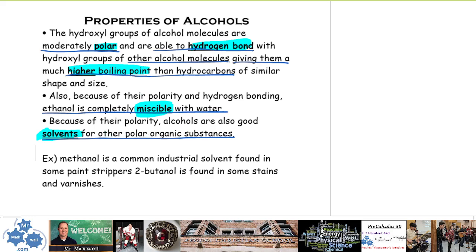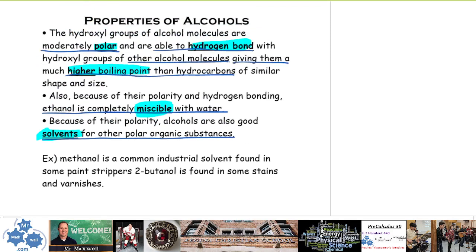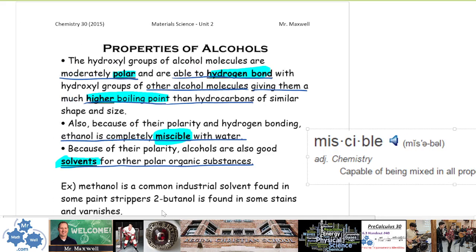Yeah, miscible, it's completely mixable. I think someone else asked for the definition before. Like I said, miscible is capable of being mixed in all proportions. So it's just mixable, right? Yeah, miscible.